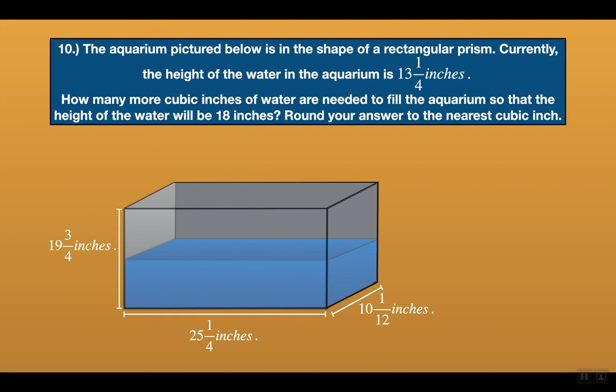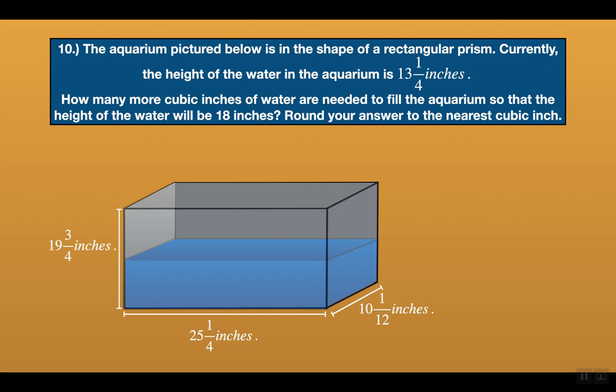Now we're at our last question, question number 10. The aquarium pictured below is in the shape of a rectangular prism. Currently, the height of the water in the aquarium is 13 1/4 inches. How many more cubic inches of water are needed to fill the aquarium so that the height of the water will be 18 inches? Round your answer to the nearest cubic inch.